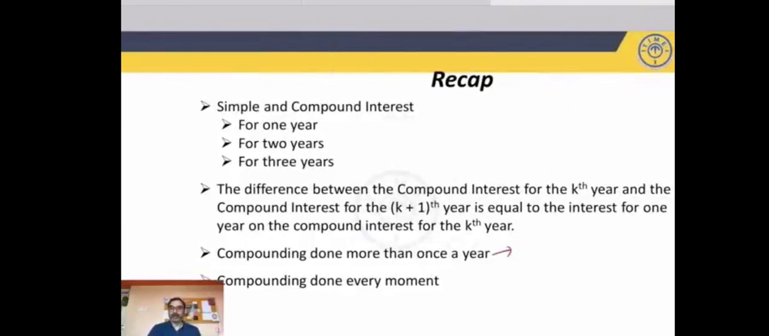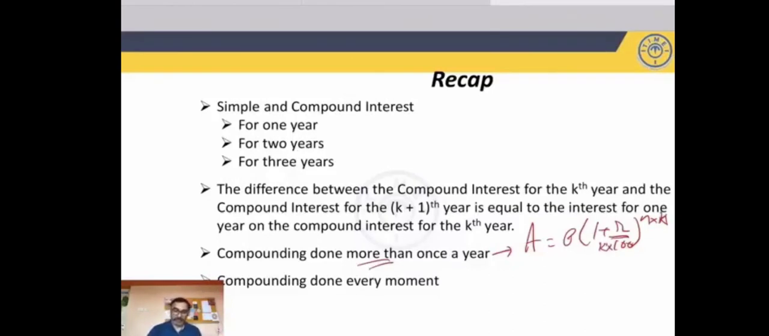If compounding is done more than once a year, then what is the formula that we have to use? A is equal to P into (1 plus R by 100) whole power n. This is our standard formula for compound interest. For compounding done more than once a year, it will be A equals P into (1 plus (R divided by k) by 100) whole power n into k. What is k here? The number of times compounding is done.